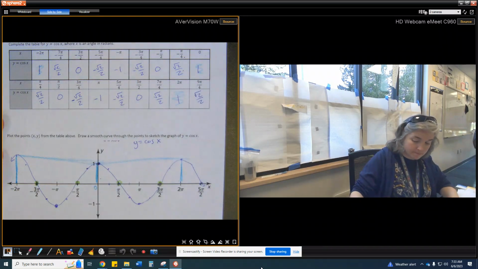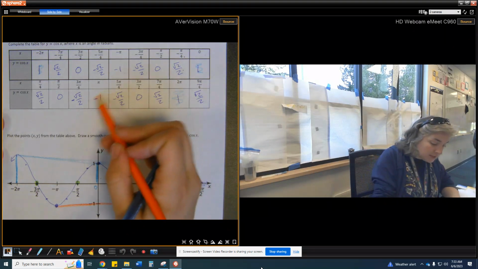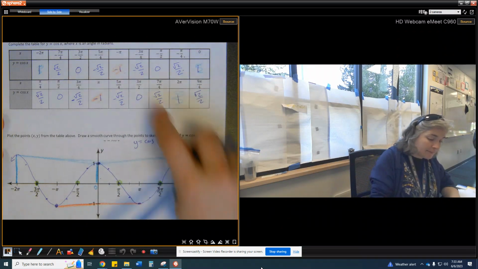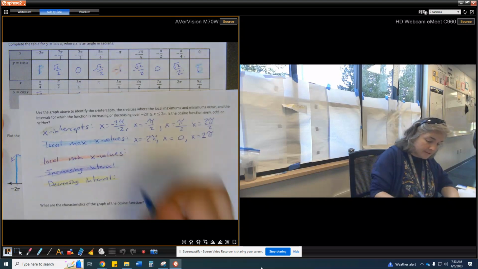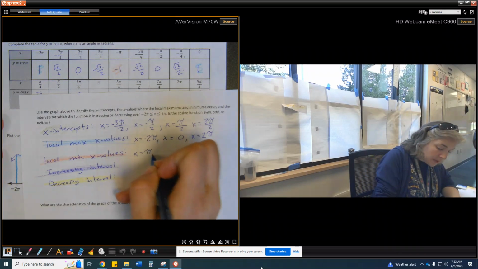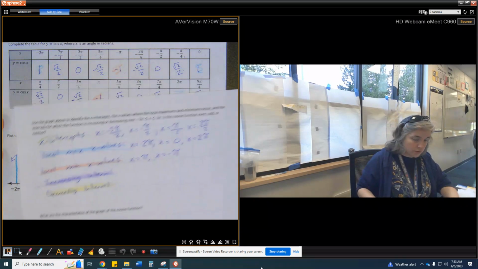All right, local minimum. Where is the smallest? Right here. So the lowest it ever gets is the negative 1, and that happens at negative pi and at pi. So x equals pi, x equals negative pi, or vice versa, either order.